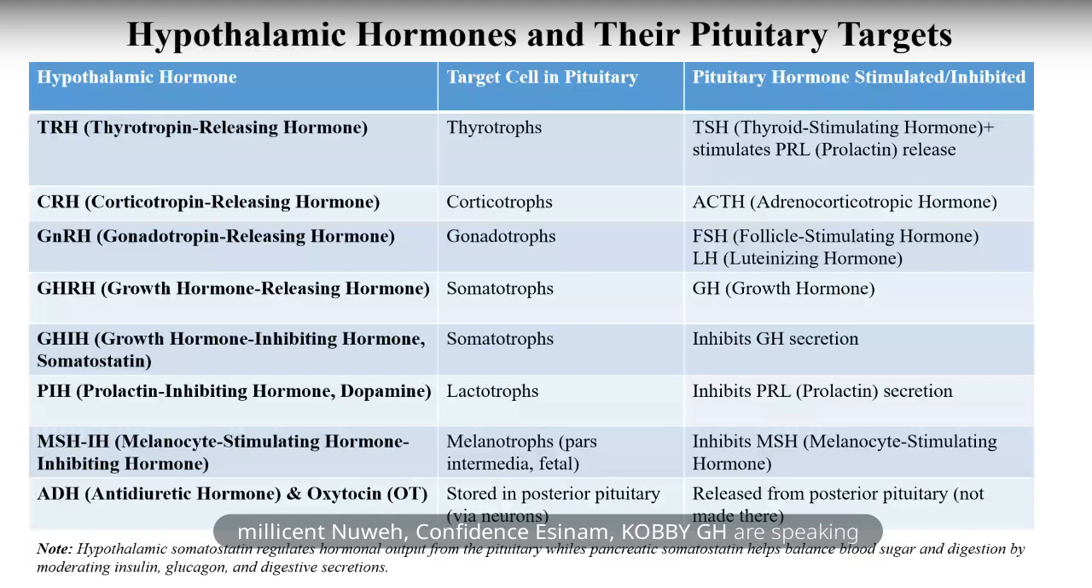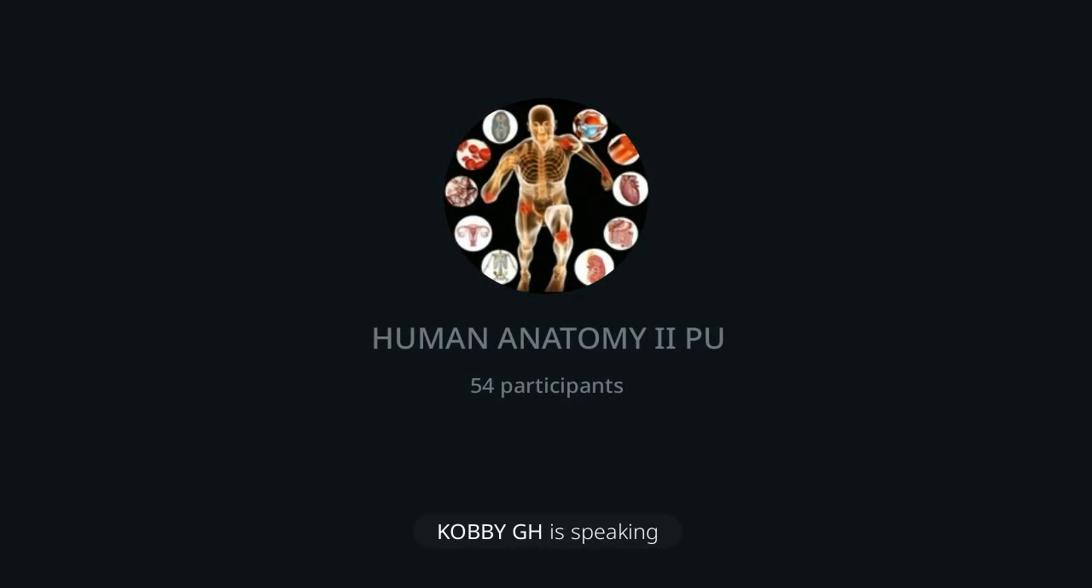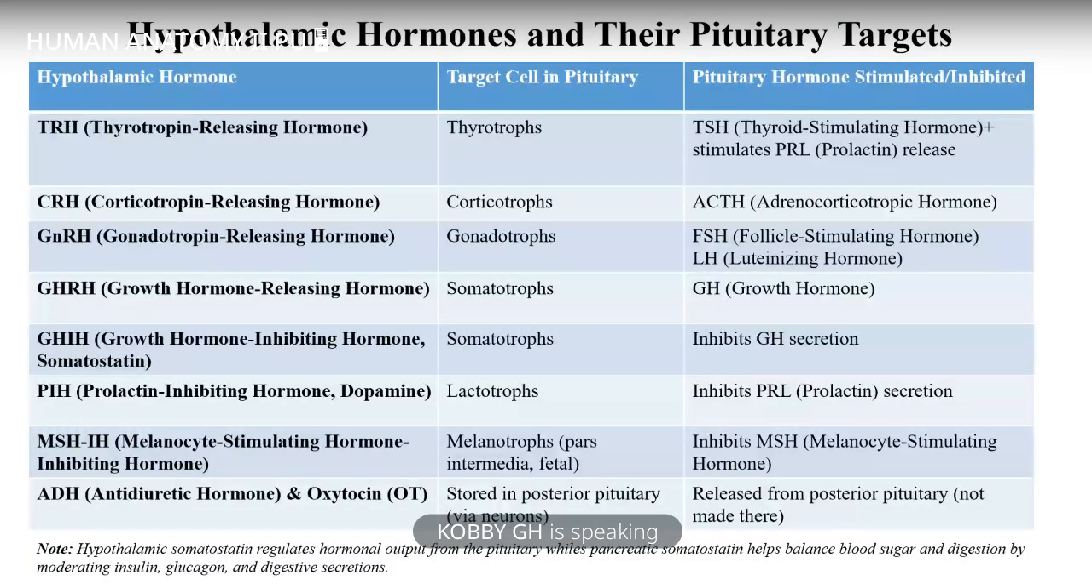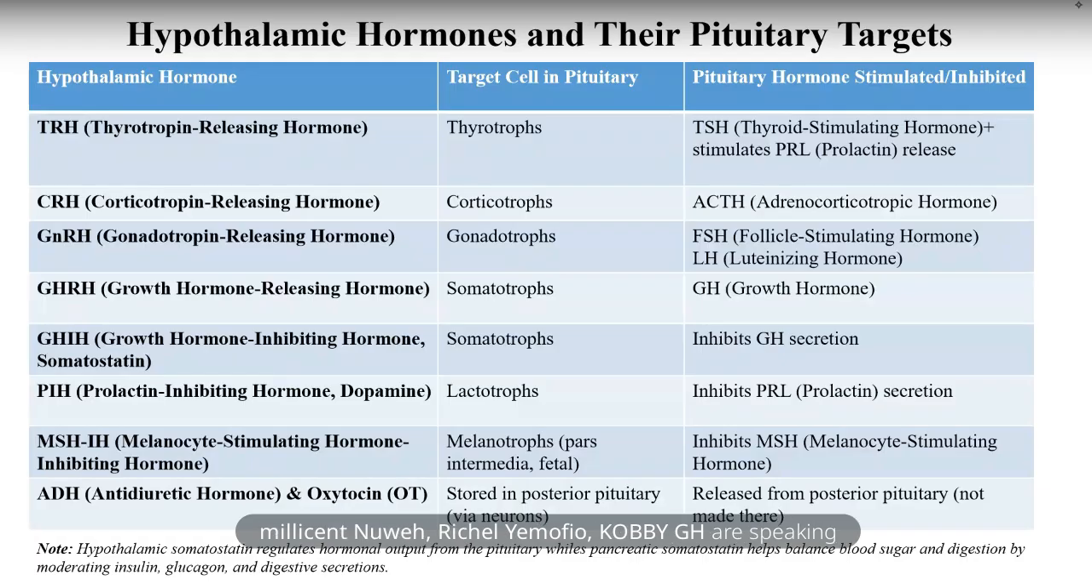Okay, another question I can ask you is that if the hypothalamus produces the corticotropin releasing hormone, what is the target cell in the anterior pituitary? Corticotroph cells.